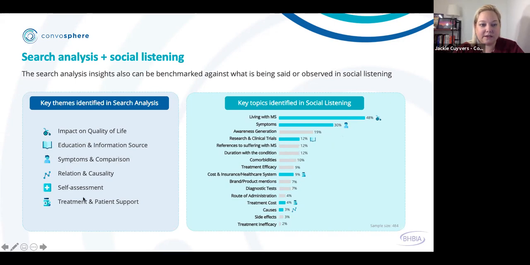And you can see, what people search for versus what they talk about, that often more is even uncovered here in the social listening. When we are looking at things like, you can see that treatment and patient support is asked about, but actually when we see what people talk about, treatment often figures a lot less into the conversation than the symptoms conversations.